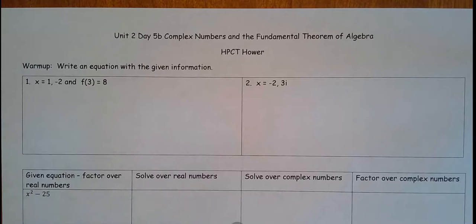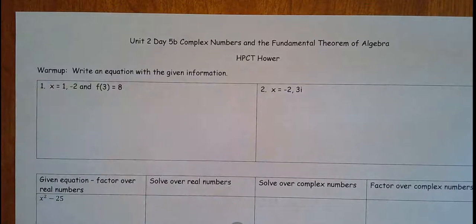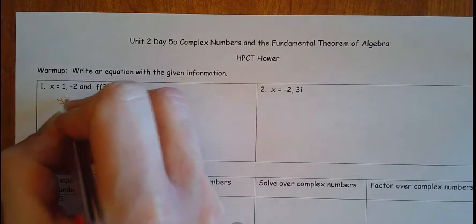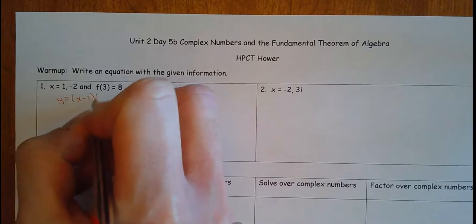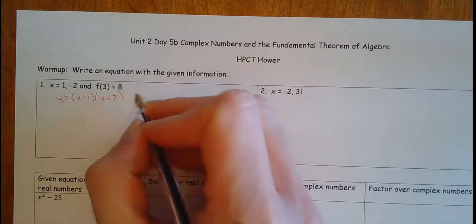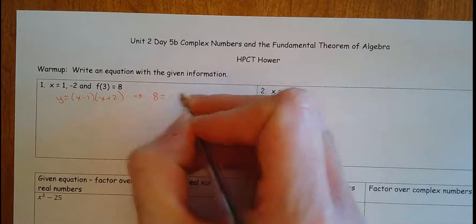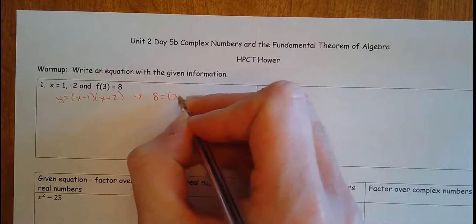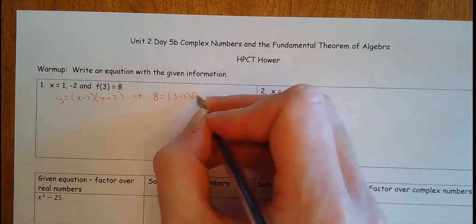Okay, so right off the bat, you may be thinking, if it has roots of 1 and negative 2, then that means factors would be x minus 1 and x plus 2. And that is a good start, because this is an equation that has those two numbers as zeros. The problem is, if I plug in 3, do I get 8? So over here, does 8 equal 3 minus 1 times 3 plus 2?